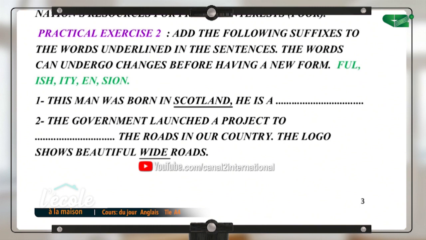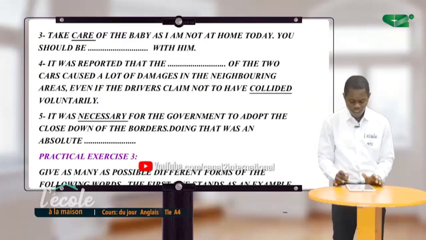2. The government launched a project to (wide) the roads in our country. The logo shows beautiful white roads. The word underlined in the second sentence is the adjective wide. It is up to you to find out about the new form that word will take. Let's move on to our 4th page. Number 3. Take care of the baby, as I am not at home today. You should be (care) with him. The word underlined is care.